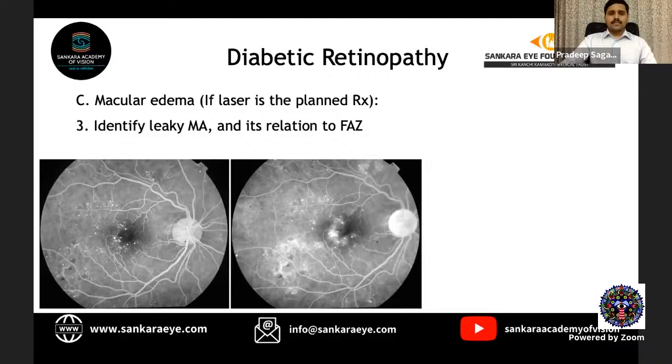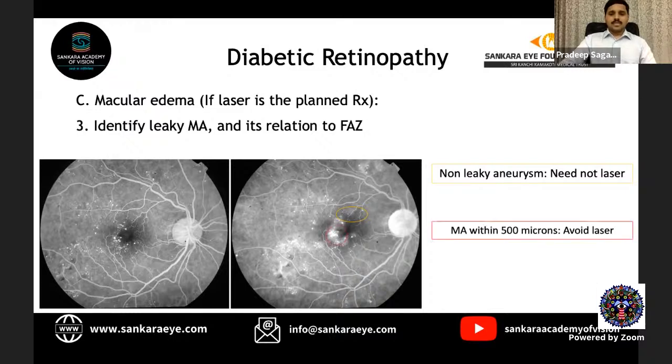So we have to identify which are the leaky microaneurysms, and we have to identify their relation to foveal avascular zone. Here we can see that there are a few microaneurysms which are non-leaky. We can see in the late phase, they are not exhibiting any leak. So these microaneurysms need not be lasered. So these are the leaky microaneurysms, but they are located within 500 micron from center of fovea. Again, it's a visually important area, so doing laser over here is again avoided.